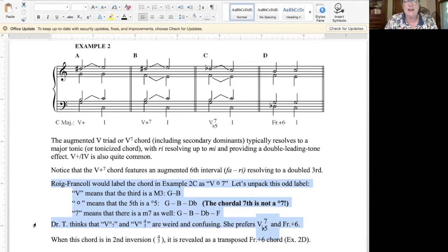It makes it seem like there's a diminished seventh in the chord, or it makes it seem like there's a diminished triad, and there's none of those things. And so for that reason, I prefer, and I will use my labels, which I think are more widespread, the 5-7 flat 5 and the French augmented sixth. However, if you use Mr. Roig-Franqueli's labels, I will know what you're saying, and I will mark your answer correct.